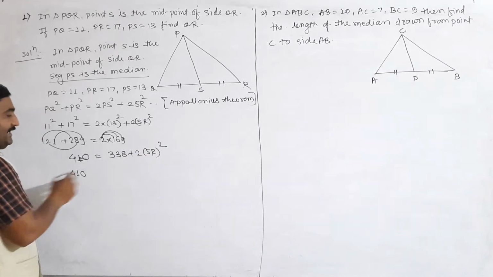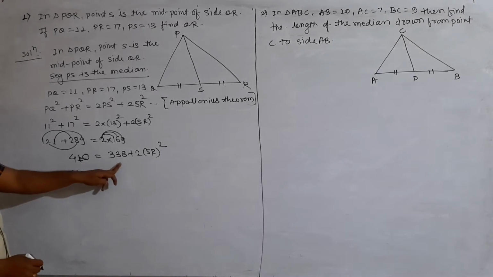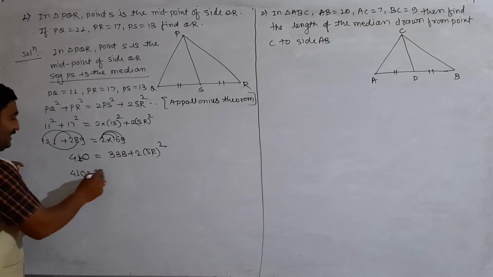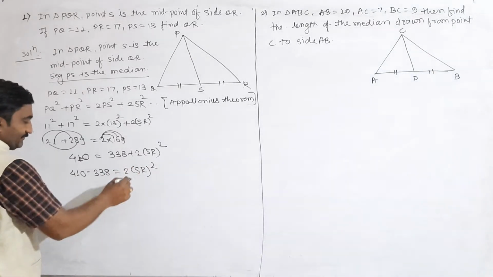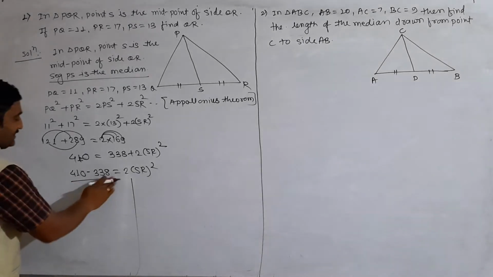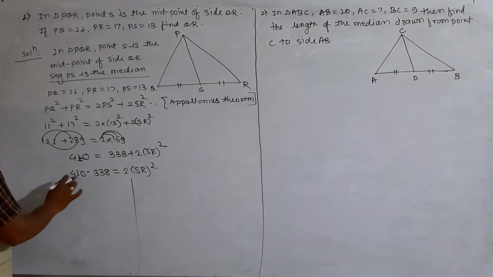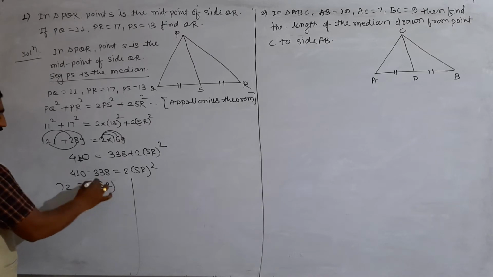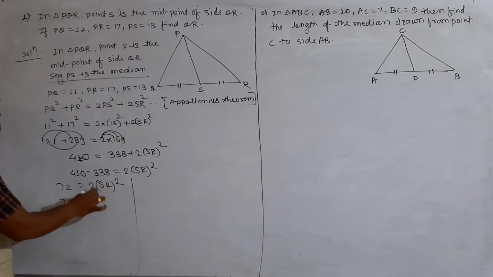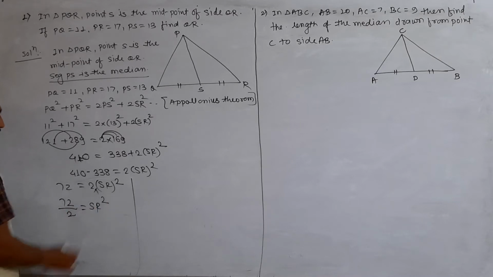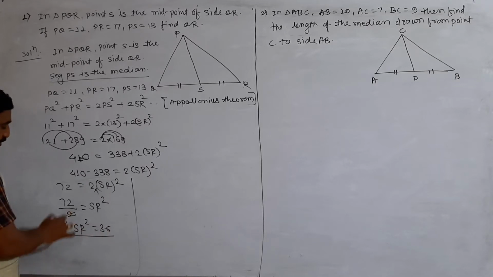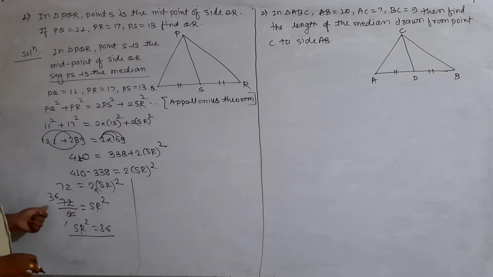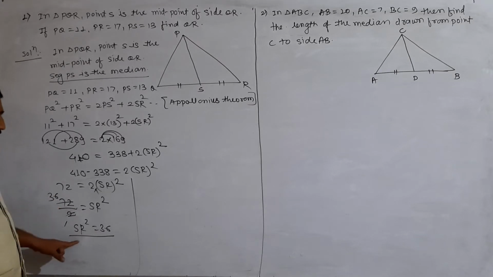Then 410 minus this; the plus goes on the other side, then minus, is equal to 2SR square. Then 410 minus 338 is equal to 72, which is equal to 2SR square. This 2 goes in multiplication, SR square as it is. So SR square is equal to 36. 2 ones are 2, 2 threes are 6, remaining 1, 2 sixes are 12. So SR square is equal to 36.